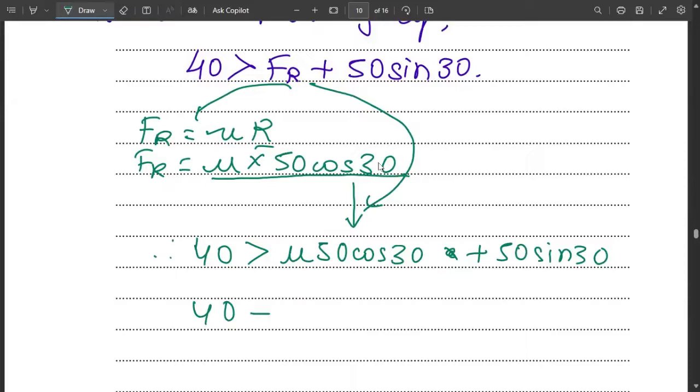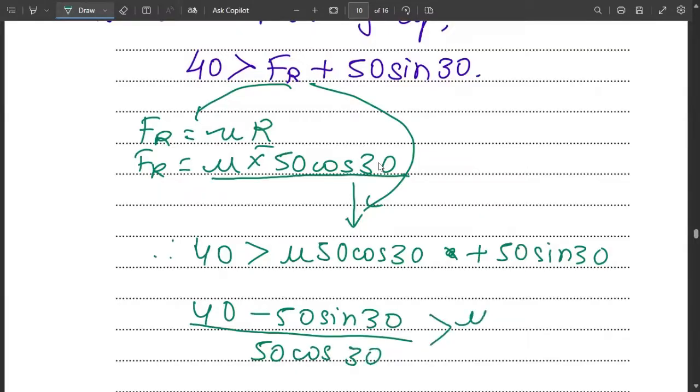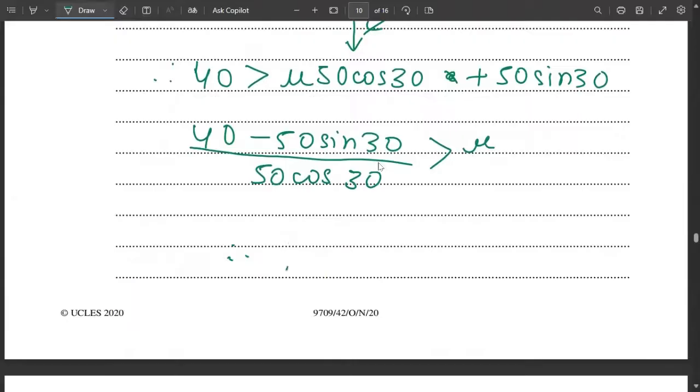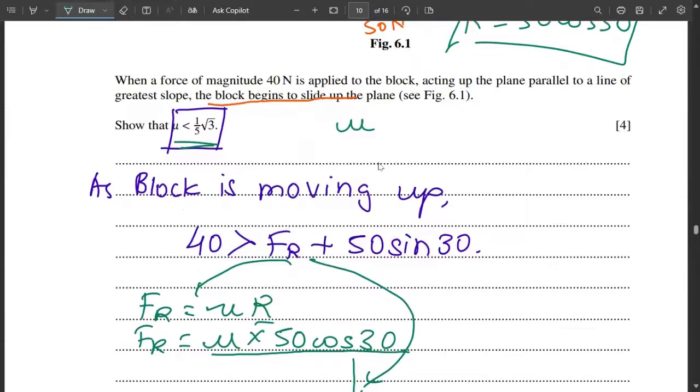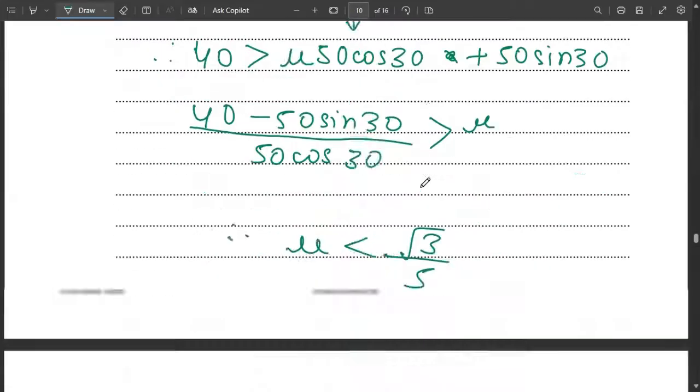So (40 - 50 sin 30) upon 50 cos 30 is greater than mu. Therefore, mu is less than, and I will put this in the calculator, (40 - 50 sin 30) upon 50 cos 30. The answer is root 3 by 5. Hence proved that mu is less than root 3 by 5. Now we'll go to the next question.